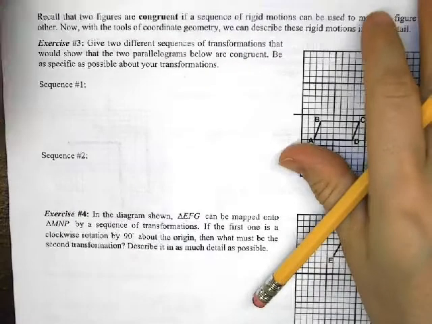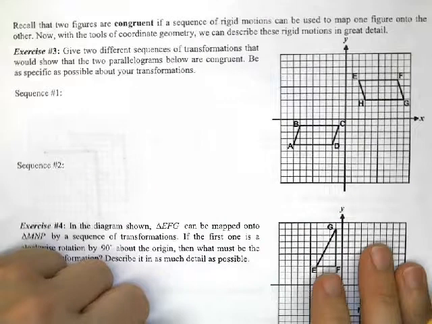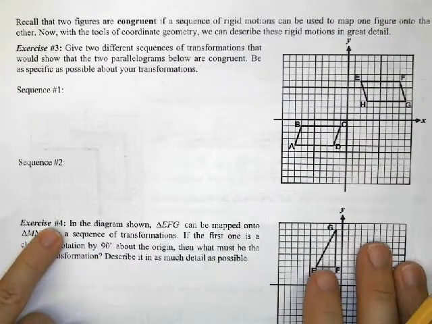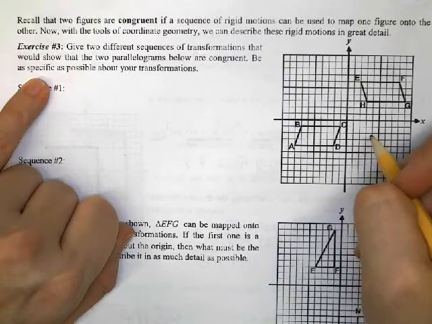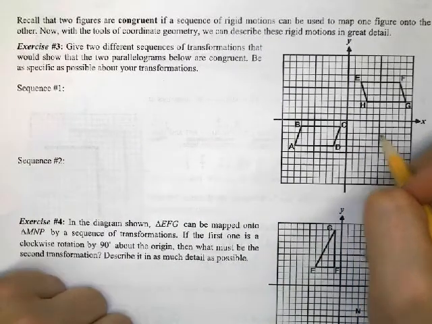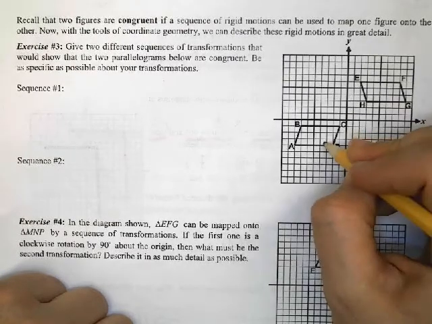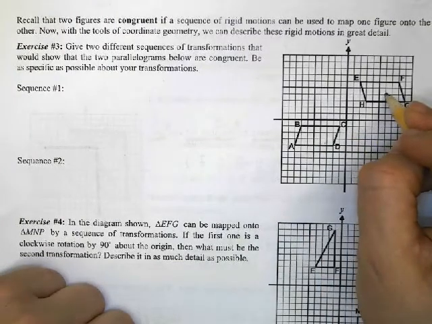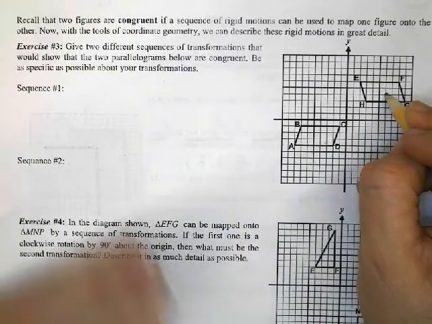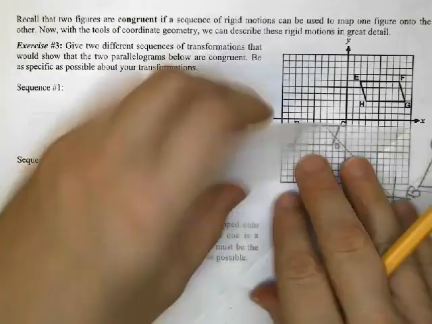We didn't do exercise 3 in class, but I'm going to cover it in this video. We have a little bit more time. Given 2 different sequences of transformations that would show the 2 parallelograms to be congruent, be as specific as possible. We want this parallelogram to map up to this parallelogram. There are different possible ways to do this. So again, we're tracing this onto our patty paper.